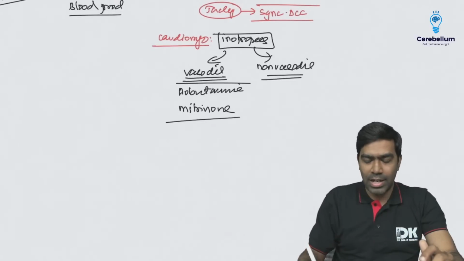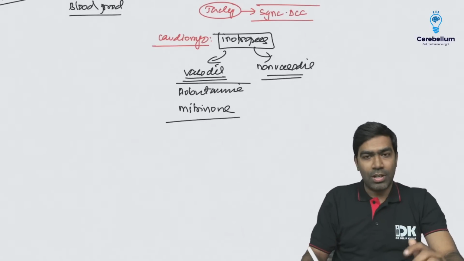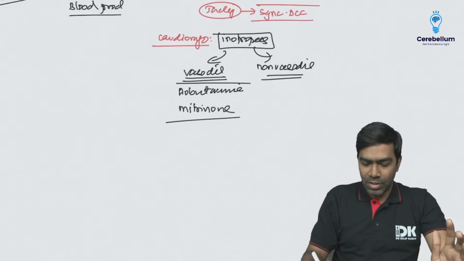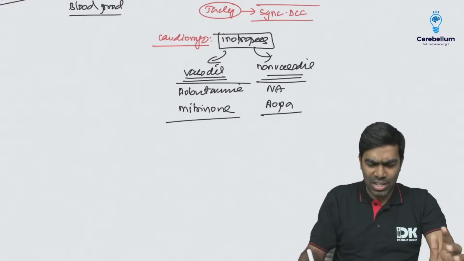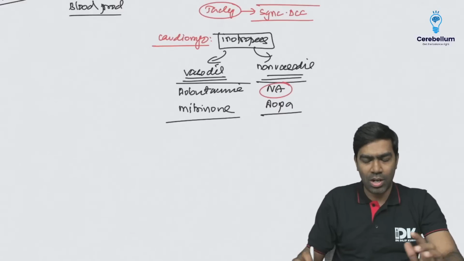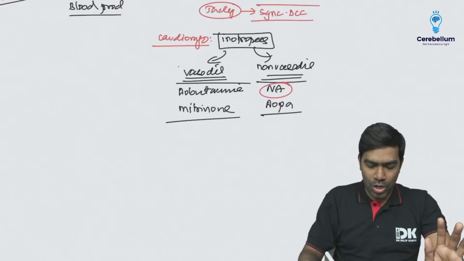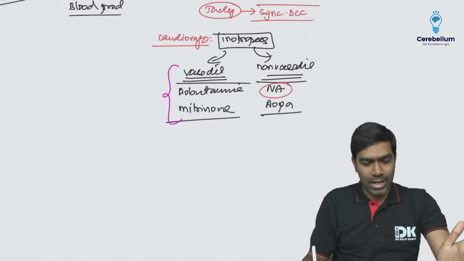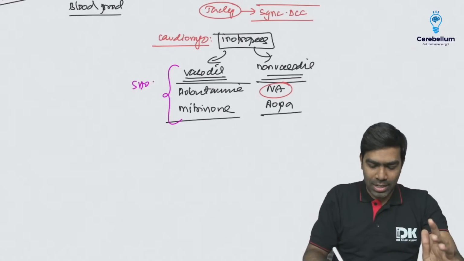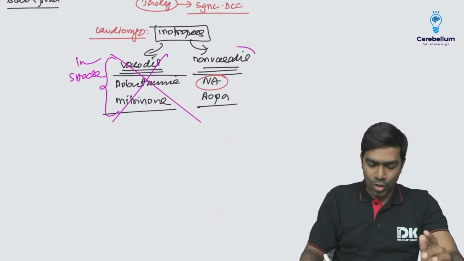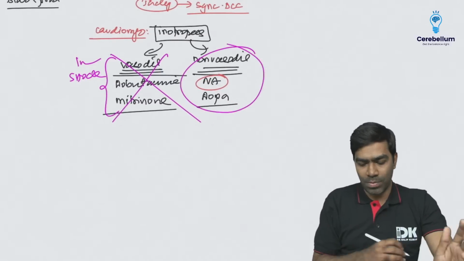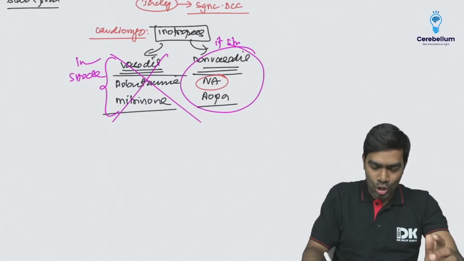What are non-vasodilating inotropes? So non-vasodilating inotropes are basically noradrenaline and dopamine. But the first choice in any shock is noradrenaline. If they ask you in any shock, noradrenaline will be the first choice. So don't use vasodilating inotropes in a patient with shock. In shock states, vasodilating inotropes are contraindicated. You should use only non-vasodilating inotropes if the patient is in shock.